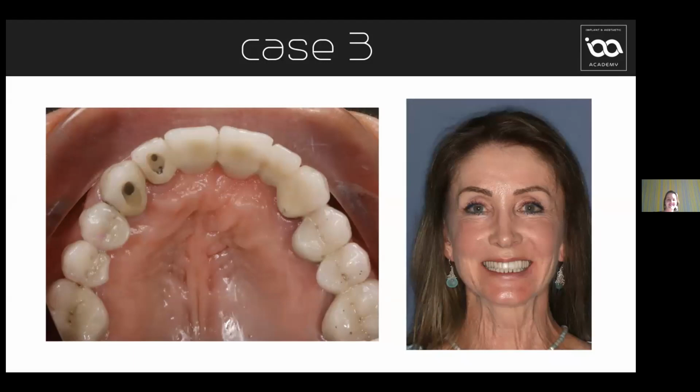You'll see that on the upper left side, she had a bridge from the 6 to the 4. Then she had an anterior bridge from the 3 to the 2. And then she had the third bridge from the 3 to the 6. So 4 unit, 5 unit, 3 unit. But the anterior 4 unit was really quite a small span.